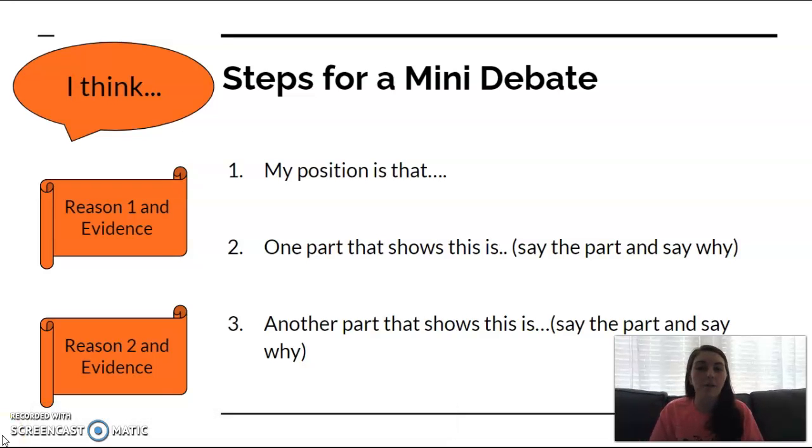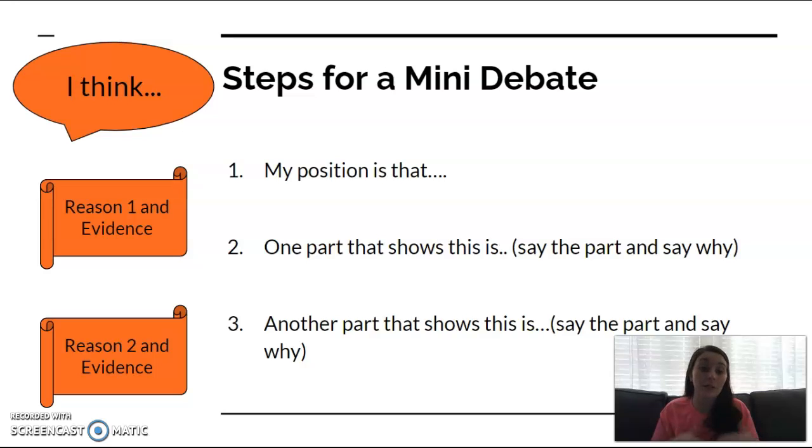Now, the first thing we need to talk about is the steps to creating this debate. Okay, so the first thing you're going to need to do is take a position. Do you agree? Do you disagree? Do you like the red car or the blue car? You have to decide what side of the debate you're going to be on. Then the second thing you're going to do is provide a reason. Give me a reason why.